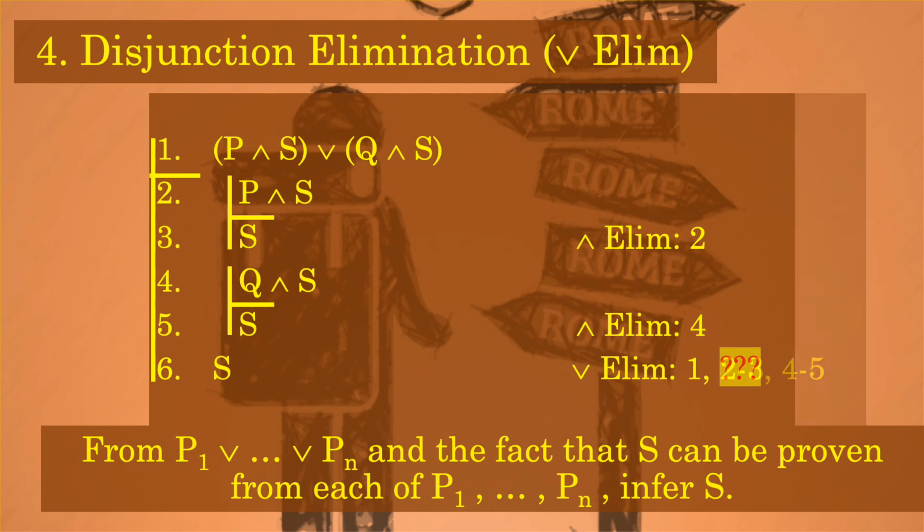So let's do that. So now what you see is we put OR-elim 1, 2 to 3 for that first subproof. Then we put 4 to 5 for the second subproof. Obviously, if we had more disjuncts, we'd have to put more subproofs and the numbers that correspond to them.